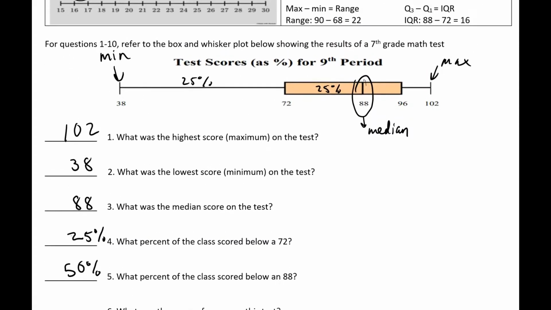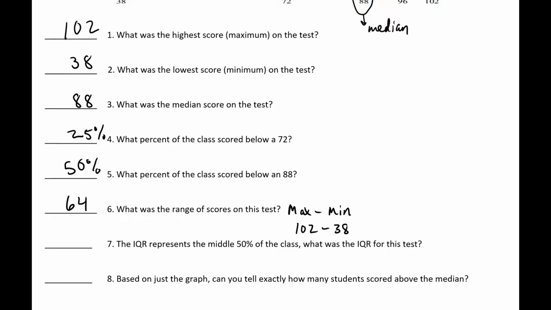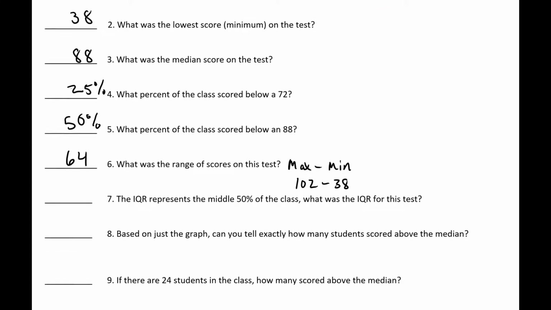What's the range of scores on the test? Well, that's going to be our maximum minus our minimum. So that's going to be 102 minus 38, and that's 64. Our lowest score was a 38, our highest score was a 102, so we had 64 measurements in between. That doesn't mean we had 64 different scores in between. It's just that was the range of our scores.